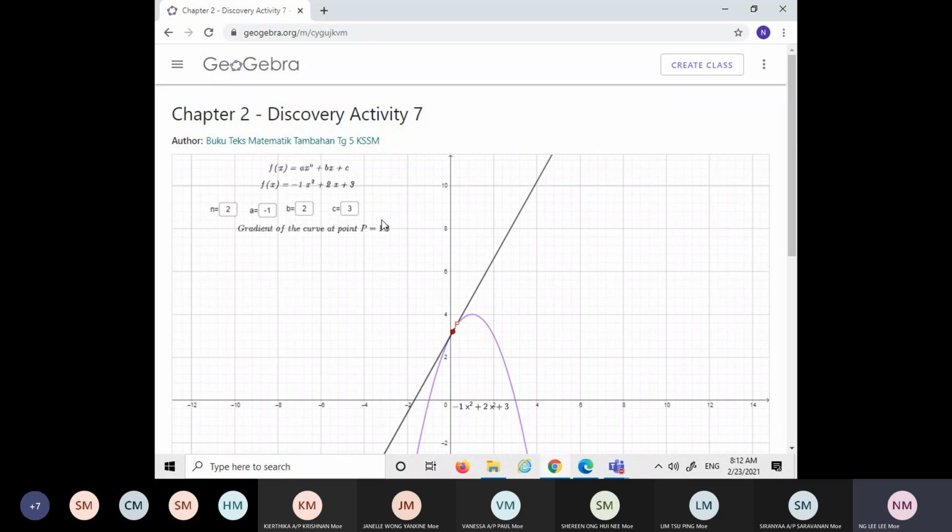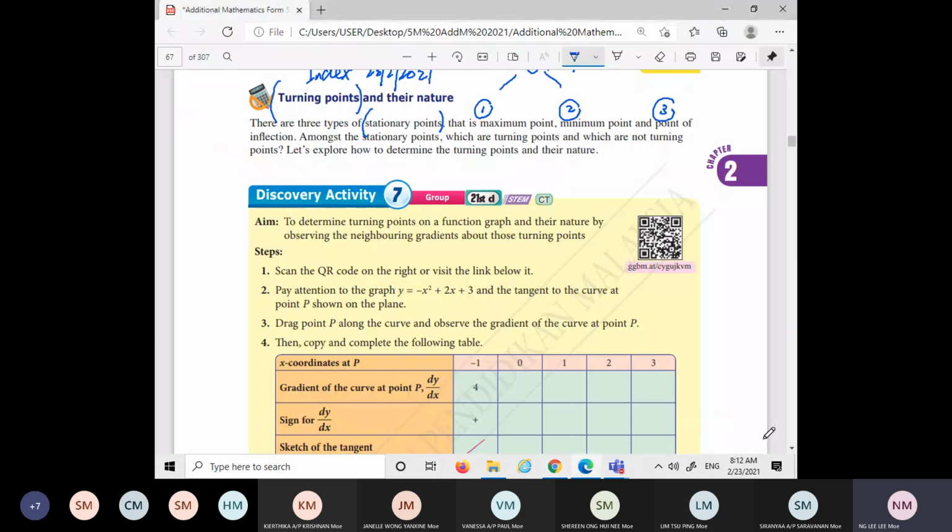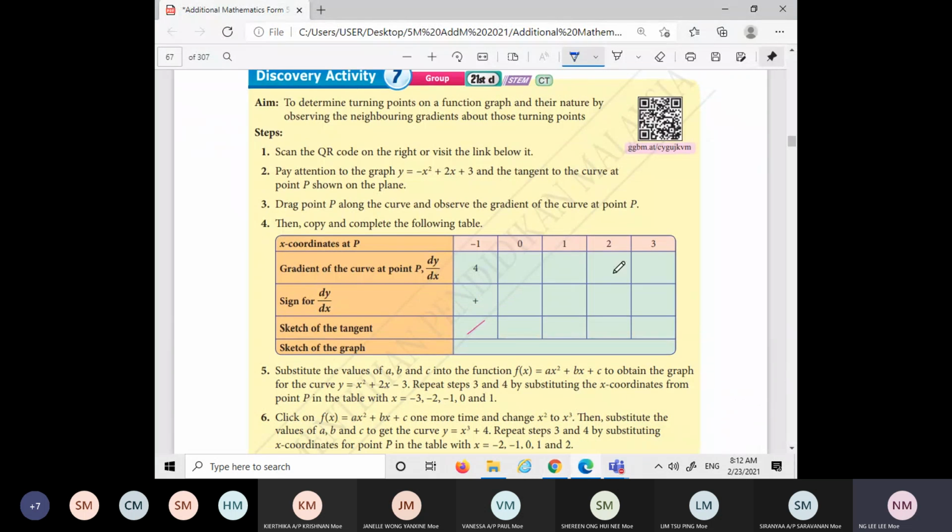Drag point P along the curve and observe the gradient of the curve at point P. Then copy and complete the following table. So you can change the point P. You can see this table. Follow this table and adjust the point P. The first point P is -1. The x coordinate of the point P is -1.